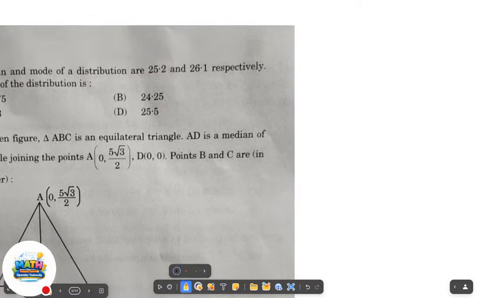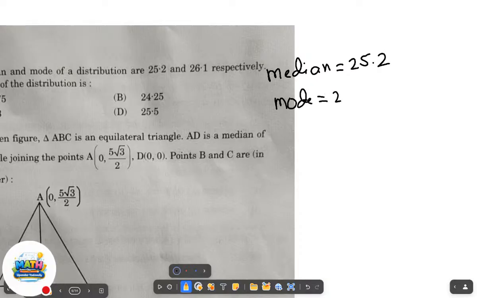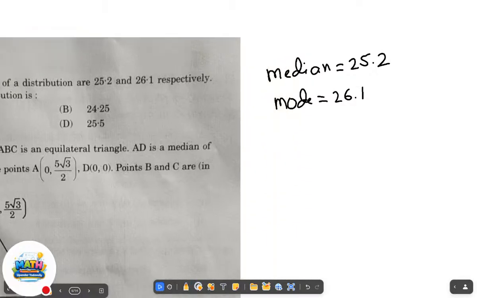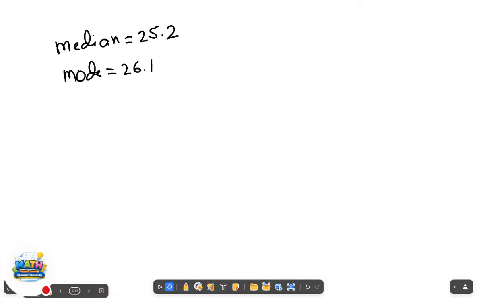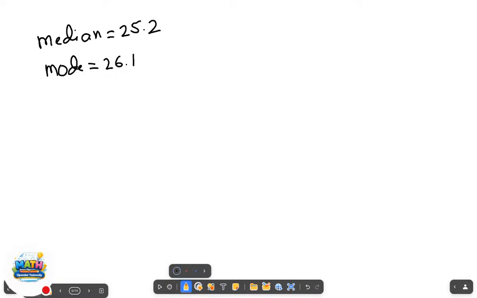Median is 25.2. Mode is 26.1. So we have to find the mean, right? So what is the relation between mean, median, and mode? The relation is given by mode is equal to 3 median minus 2 mean.